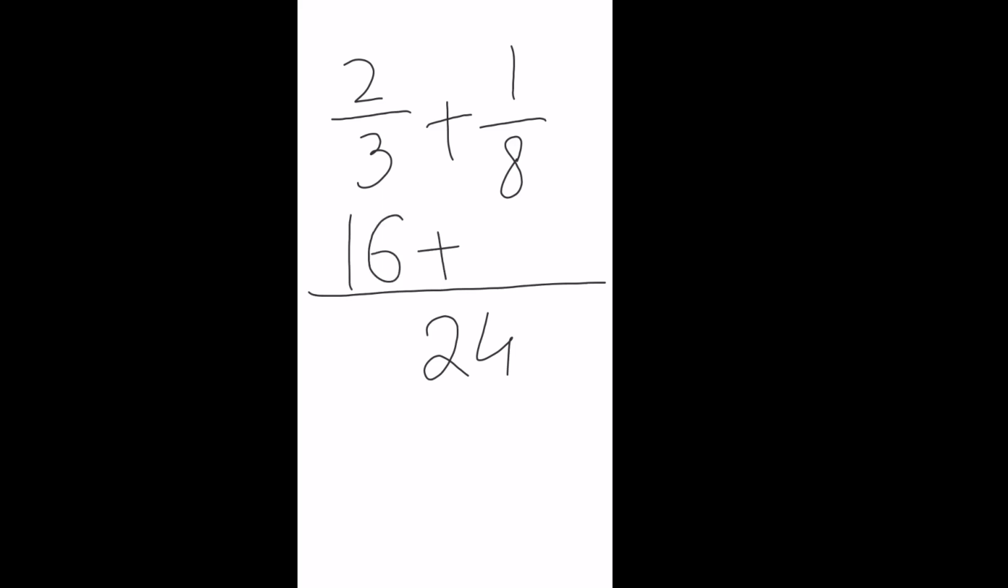Now the same procedure we're going to apply for 1 divided by 8 as well. How many times should you multiply 8 with something to get 24? 3. Now that 3 will be multiplied with your second numerator, which is 1. So 3, exactly. So you get 19 divided by 24.